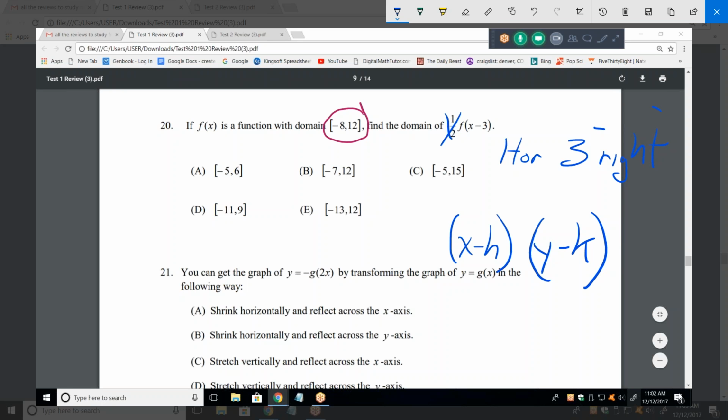So I have to move it 3 to the right. What does that do to that domain? If I take that domain and merely move it 3 to the right, what do I get? -5, 15. That's what I think the answer is. Is that what your answer sheet showed?